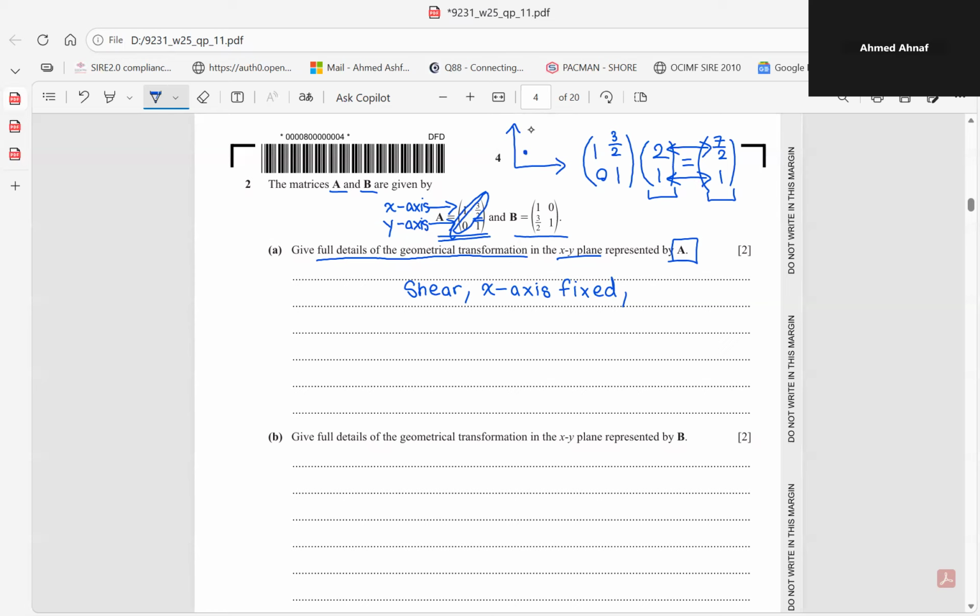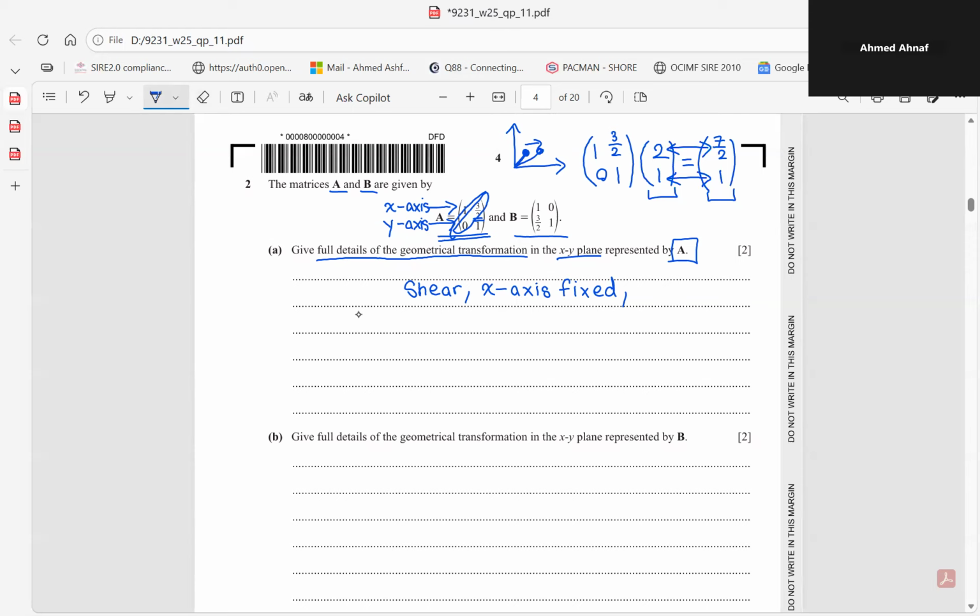7, 1 would be somewhere up here. Wait, no, sorry, it's supposed to be horizontal. So this is the position vector of the original point. This is the position vector of the new point. So you can see that it has sheared in the horizontal direction with the x-axis fixed.